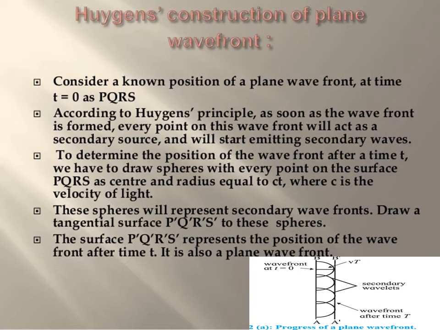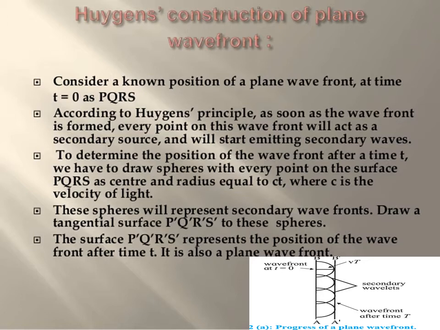Huygens construction of the plane wavefront. Consider a known position of the plane wavefront at time t equal to 0 as PQRS. According to the Huygens principle, as soon as the wavefront is formed, every point on this wavefront will act as a secondary source, and will start emitting secondary wavelets.